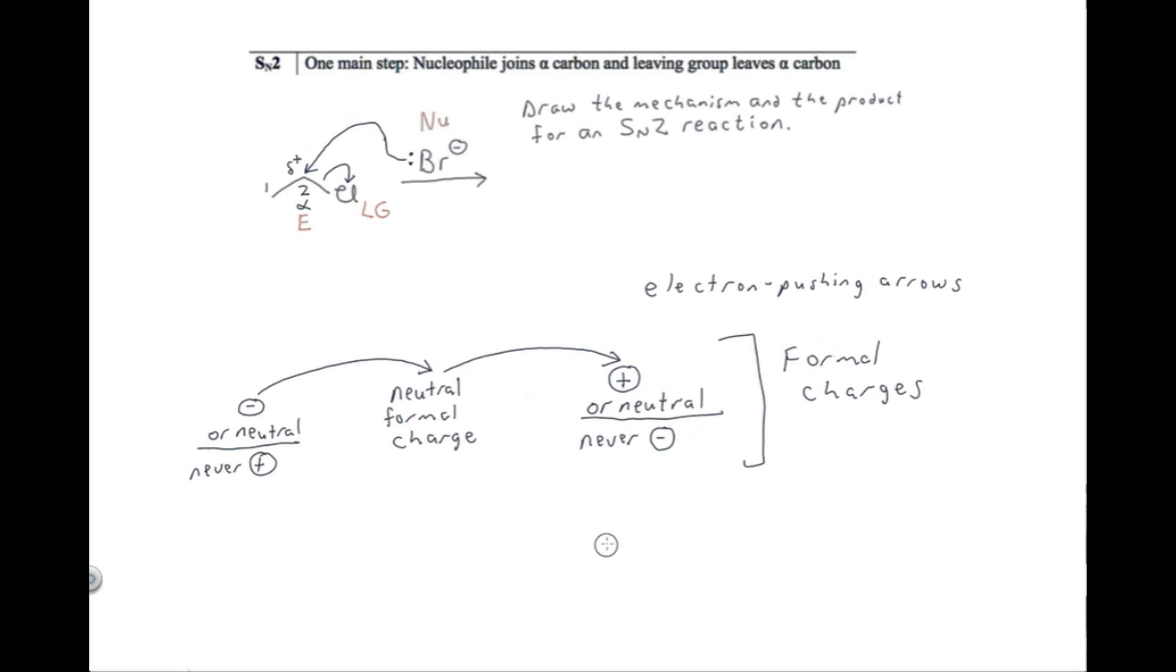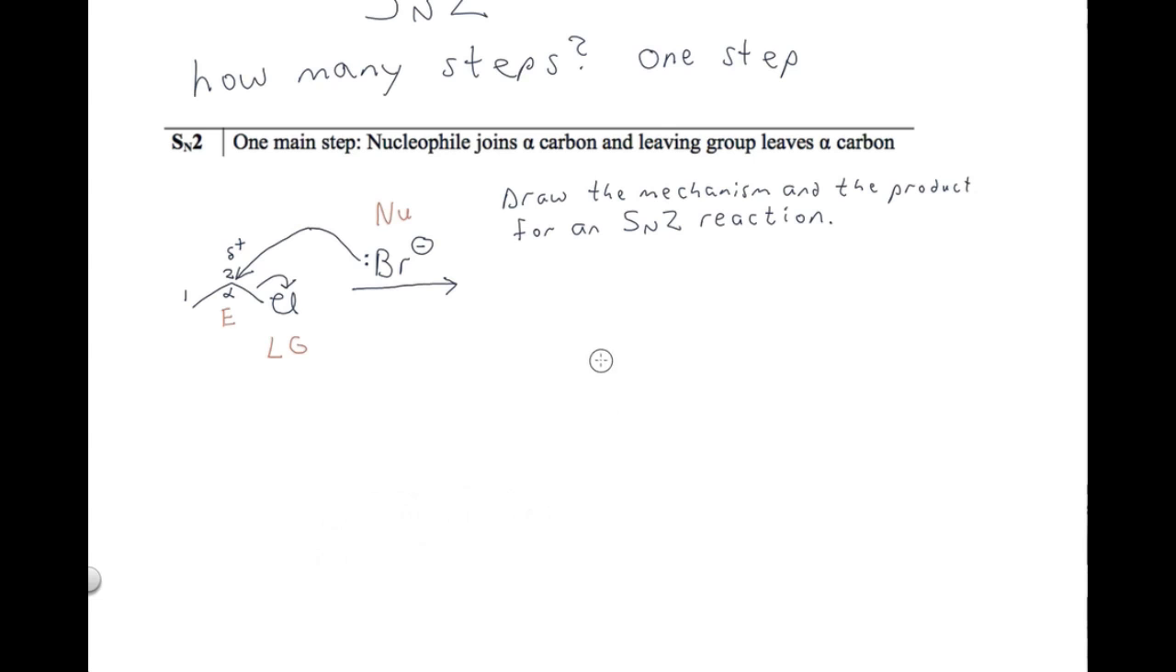The most important tool for making sure that you draw the correct arrows is using the formal charges. The most important thing here is to make sure that our arrows are beginning on the atom with a negative formal charge. So I hope that now you have a better idea of what are the two main things that happen during an SN2 reaction. The nucleophile joins the alpha carbon, that's shown with this arrow, and the leaving group leaves the alpha carbon, that's shown with this arrow. Since there are two things happening in the SN2 reaction, we have to draw two electron pushing arrows in this step.